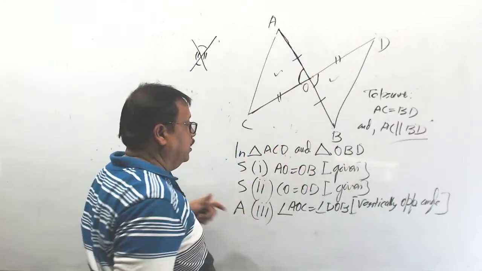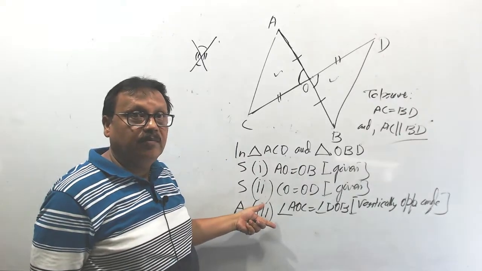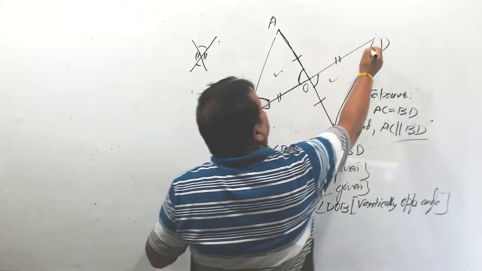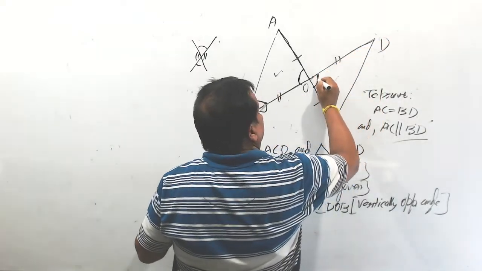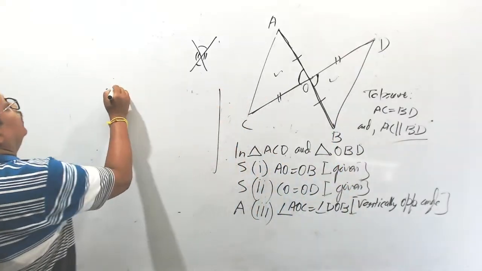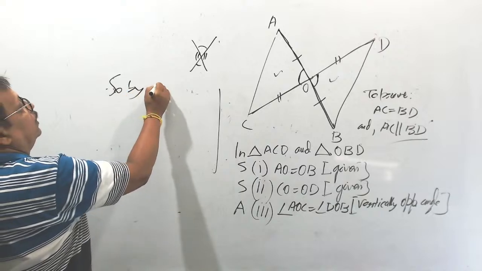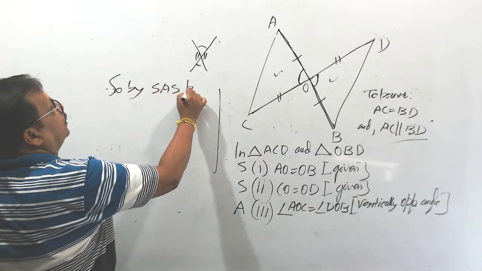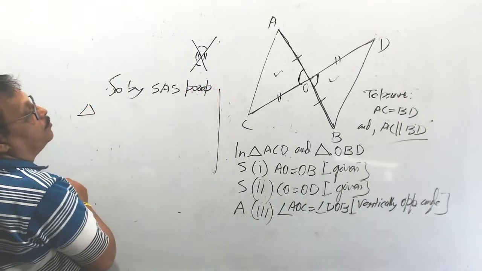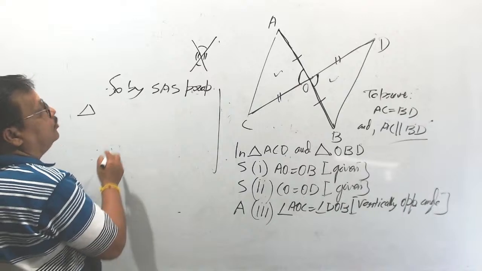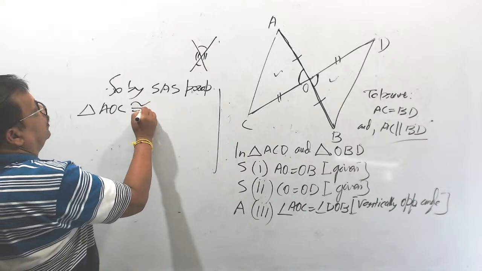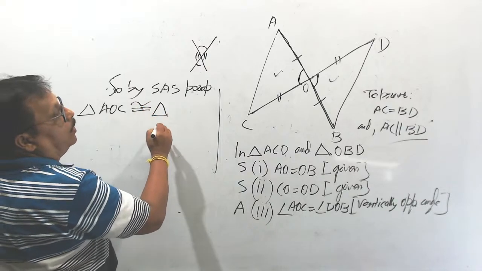Not SSA. I wrote the criterions not in order. It may be. No problem. But from the figure you have to consider the criterion. Which criterion? SAS. So by SAS property or criterion, triangle what? AOC congruent, triangle OBD.